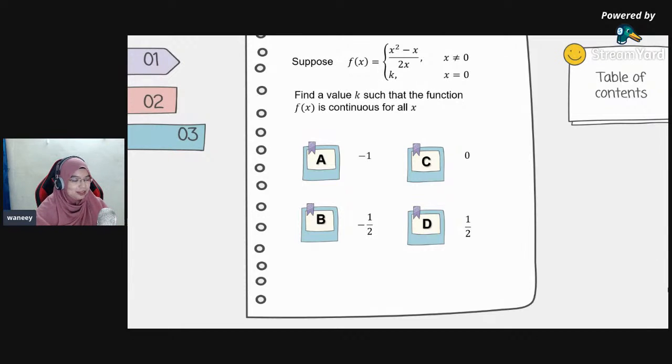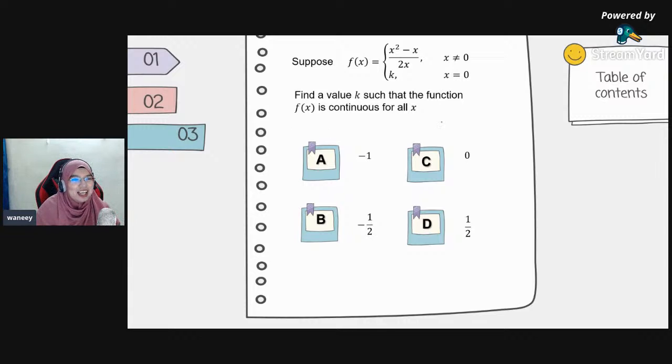$86 lah. Sikit lagi. Nak cukup 100. 96. Go. Okay, 100 plus dah. Okay, apa jawapan dia?